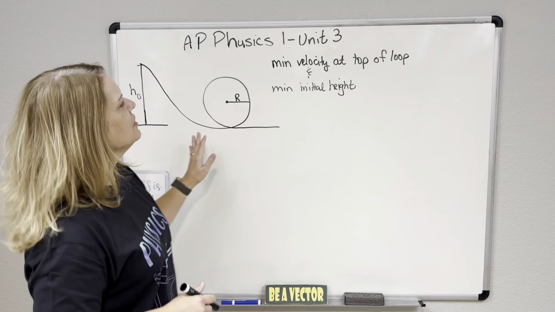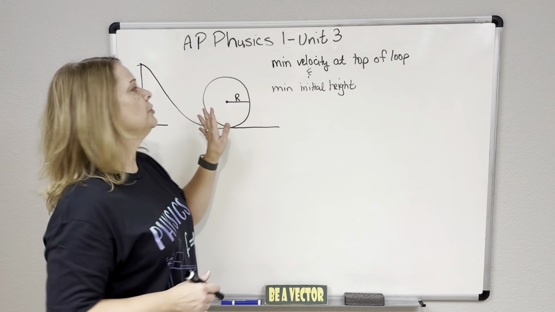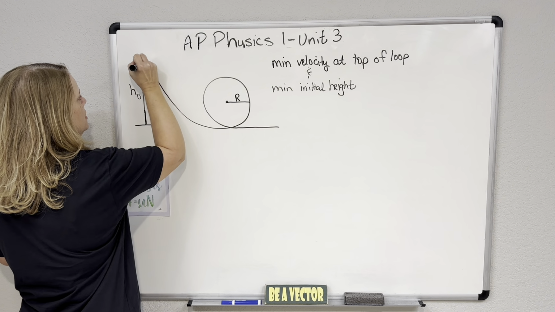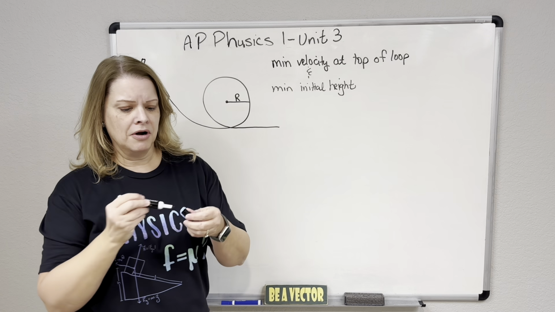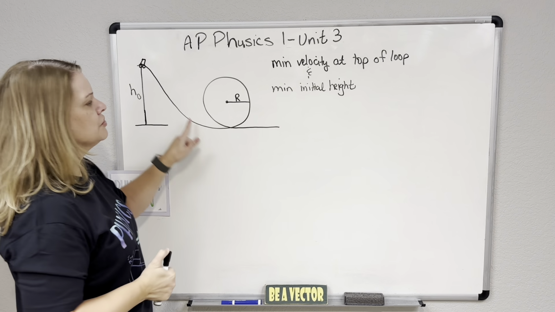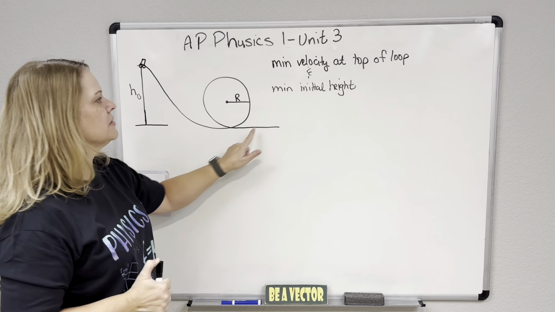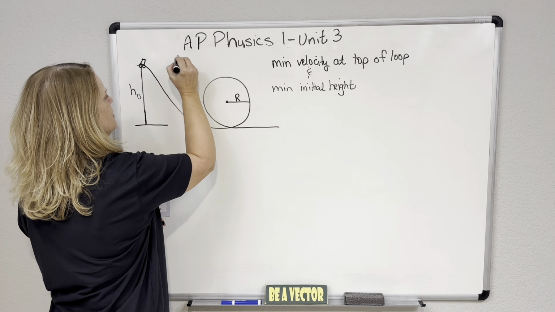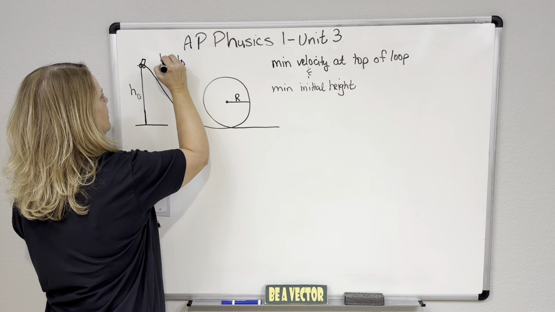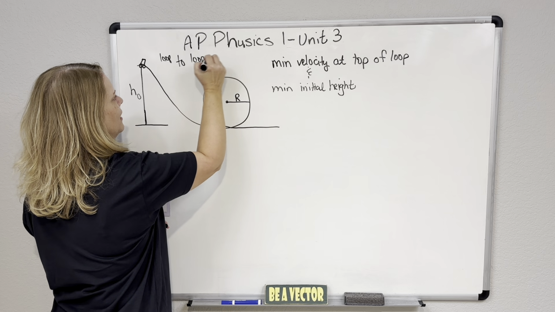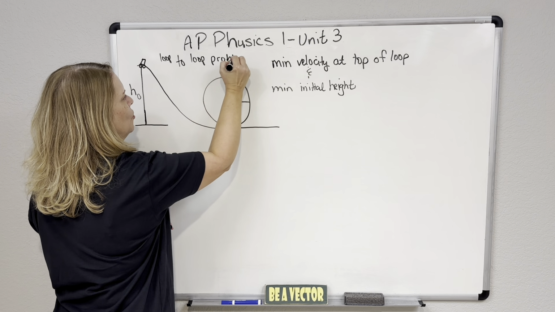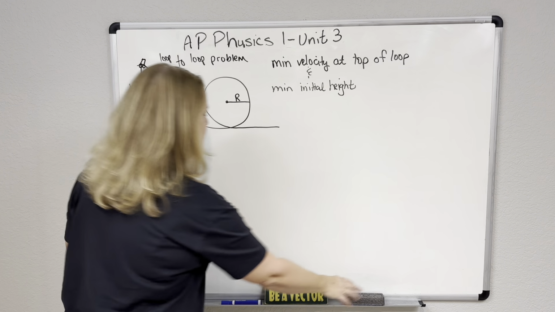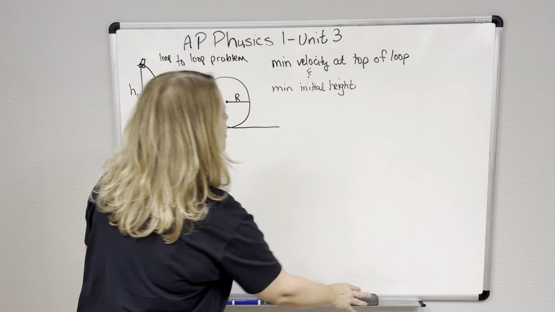All right, we have a little roller coaster, a little car here, so I'm going to draw my little car. It's a toy car, and it's coming down this roller coaster track and it's going to make this loop. We call this the loop-the-loop problem. That's its little nickname, and that's kind of what this problem's called.